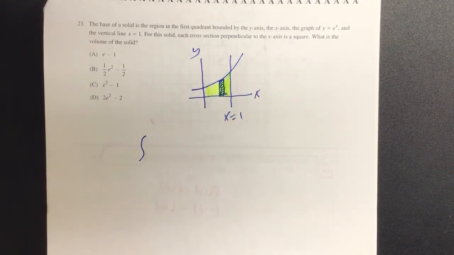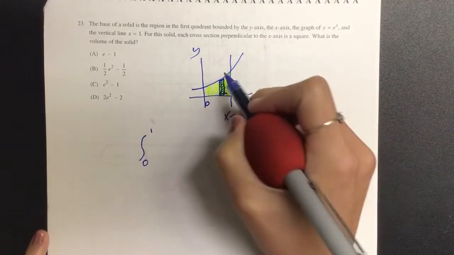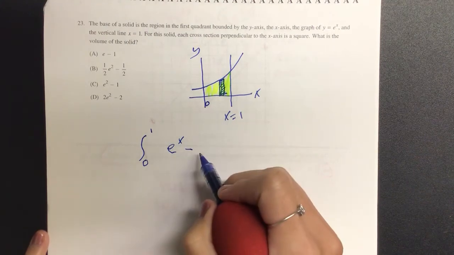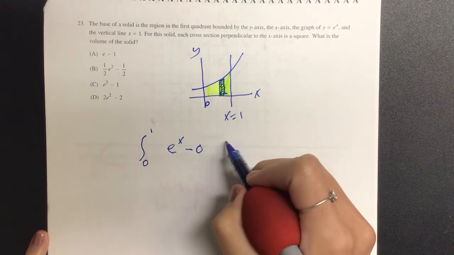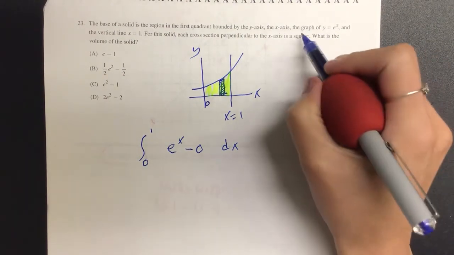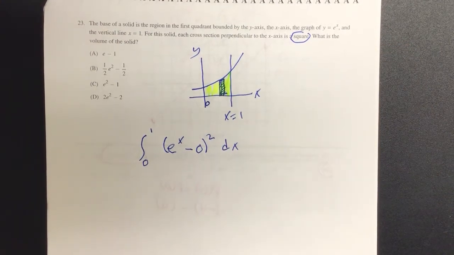So if I were to find the integral of that, if I were to scan this rectangular figure left and right, it's going to go from 0 to what? 1. 0 to 1. And then the top one is e to the x minus, on the bottom is 0, dx. And there's something that we're missing. We have a square. Square is all what? Squared. And this part is non-calc.